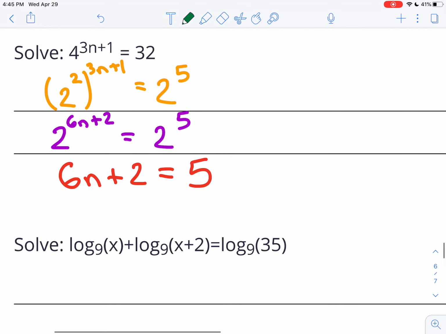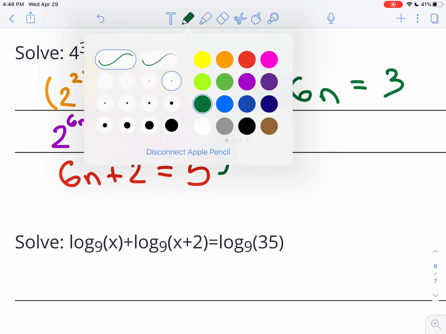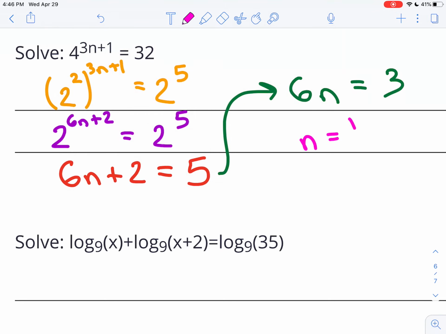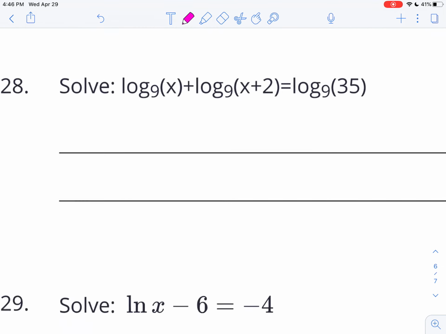And now it becomes easy algebra. I ran out of room, so we'll move upstairs over here. So 6n equals 5, take away 2 is 3, and so grand finale, n equals 1/2. And you could check that by hand, you could check it with your graph. All right, this one looks exciting.